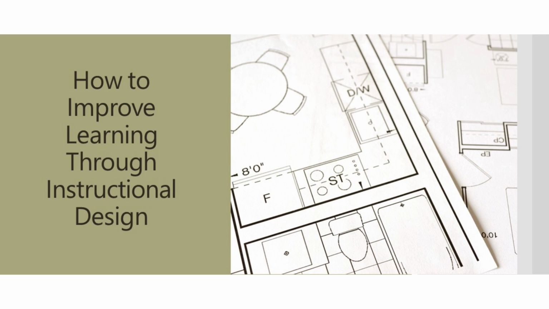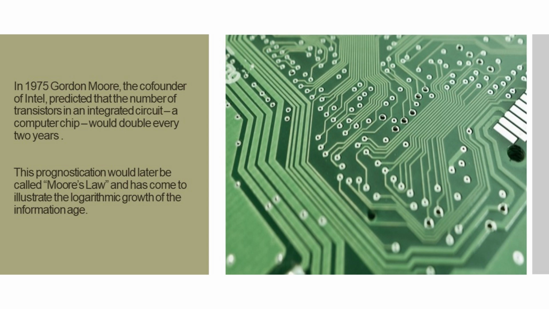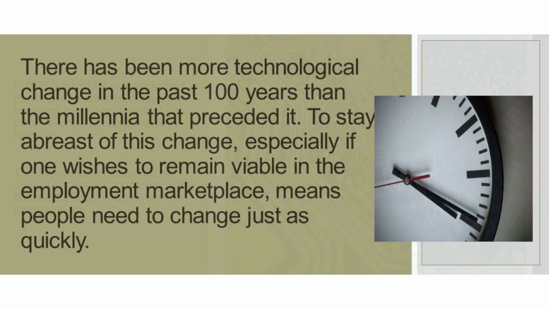How to improve learning through instructional design. In 1975, Gordon Moore predicted that the number of transistors in an integrated circuit would double every 2 years. This would later be called Moore's Law and illustrates the logarithmic growth of the information age. There has been more technological change in the past 100 years than the millennia that preceded it.